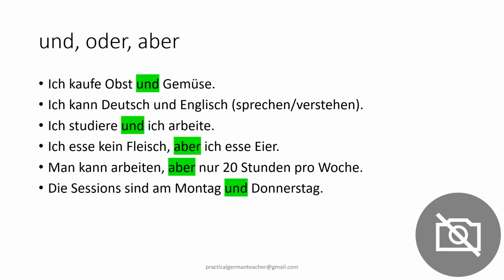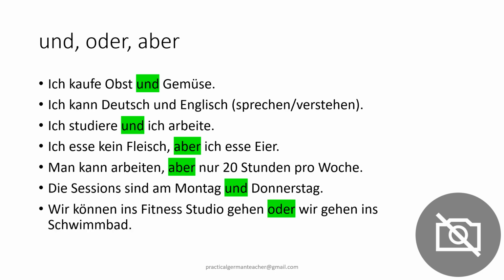This is easy to follow. Die Sessions sind am Montag und Donnerstag. Here you use the conjunction oder. So wir können ins Fitnessstudio gehen oder wir gehen ins Schwimmbad.